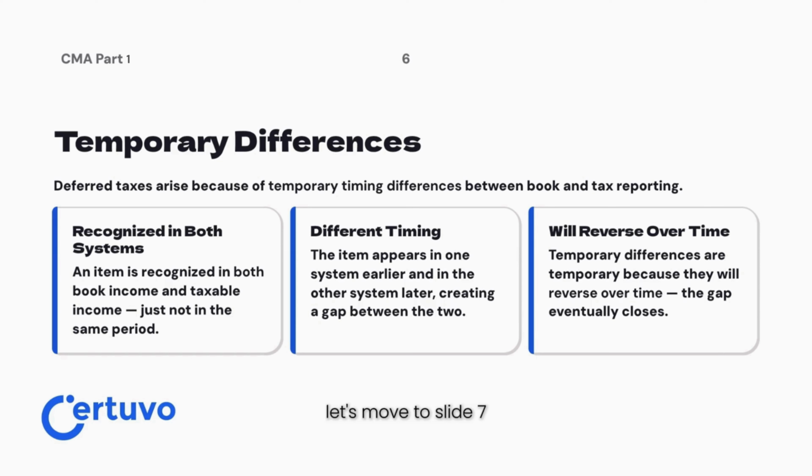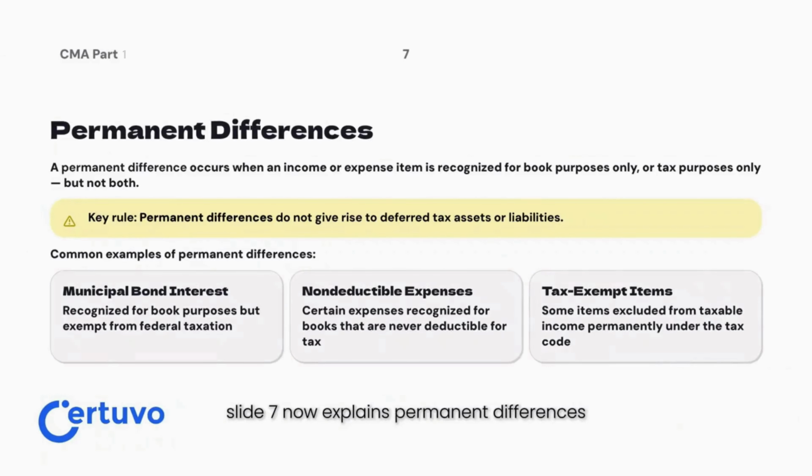Let's move to Slide 7. Slide 7 now explains permanent differences. A permanent difference occurs when an income or expense item is recognized for book purposes only, or tax purposes only, but not both. The key rule on the slide is very important. Permanent differences do not give rise to deferred tax assets or liabilities. Why? Because there is no future reversal. The difference does not move from one system to the other later.